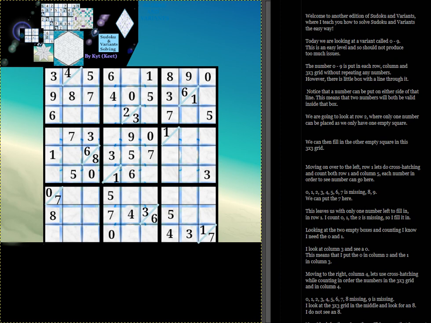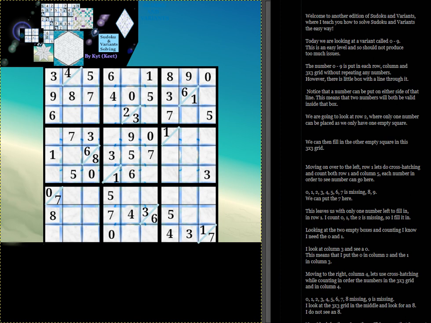Welcome to another edition of Sudoku Variants, where I teach you how to solve Sudoku variants the easy way. Today we're looking at a variant called 0 to 9. This is an easy level and so should not produce too many issues.